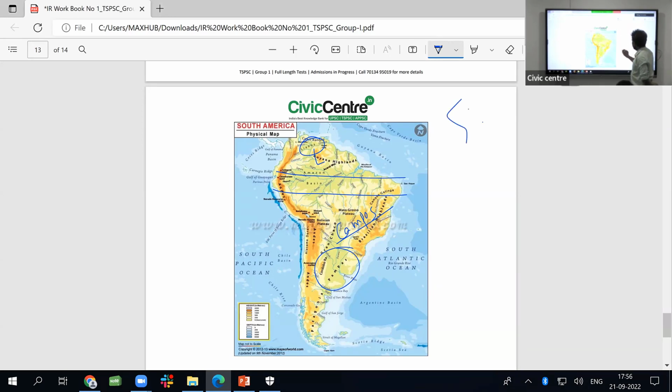What is the importance of the international date line? The international date line is at 180 degrees, where eastern and western longitudes merge. If you travel from west to east across it, what will happen? Assume today is 21st September. If you cross from west to east, what would be your date?